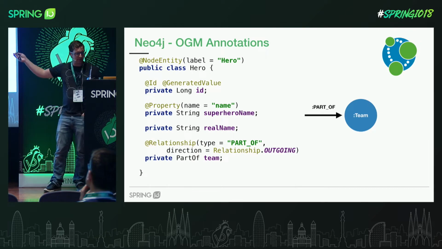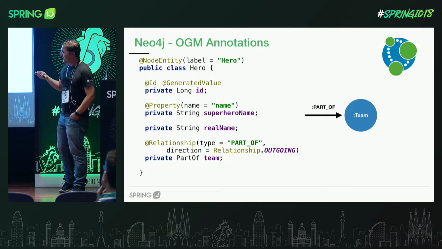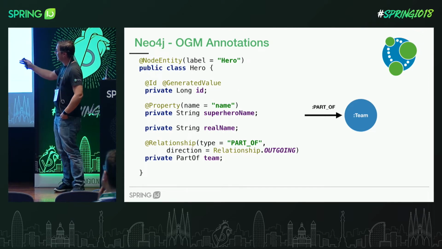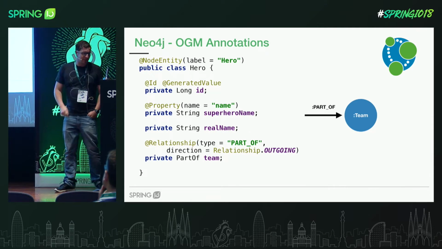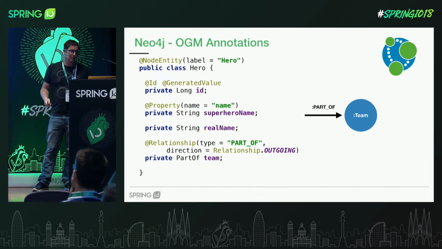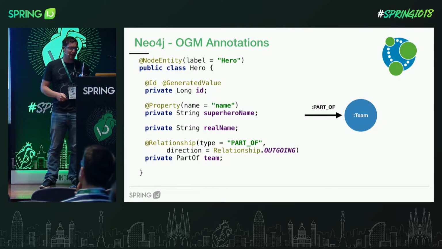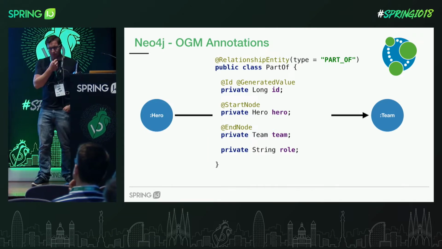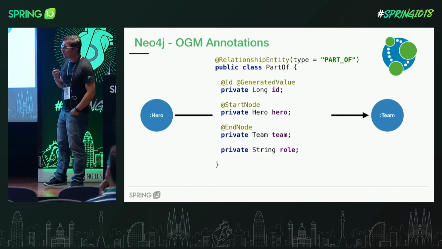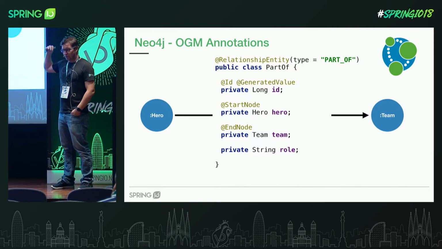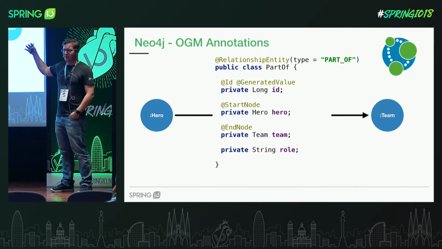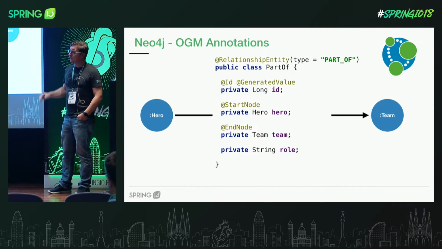So in this case, we have this part of it. It's a silly name for a class, but I just wanted to represent that we can not only map node entities or create node entities as domain classes, but also relationships. If we want to create these relationships, we call them rich relationships in the OGM world.